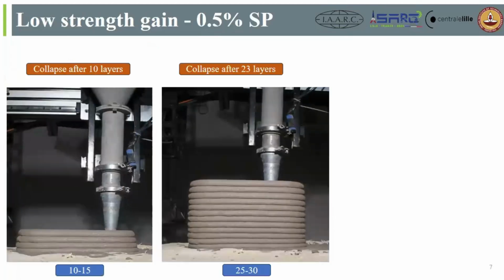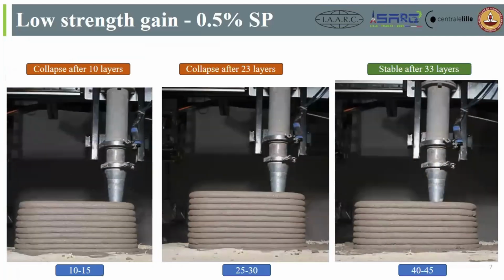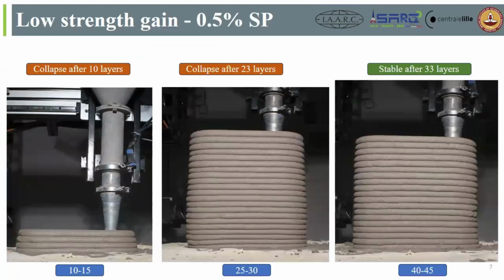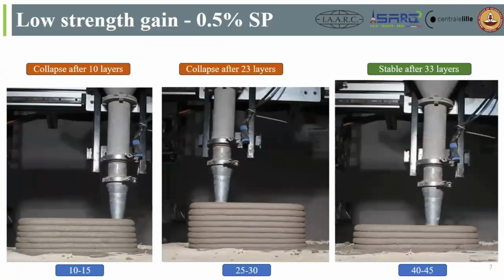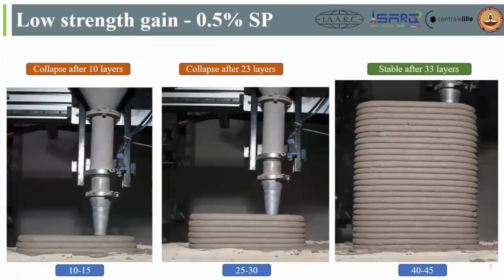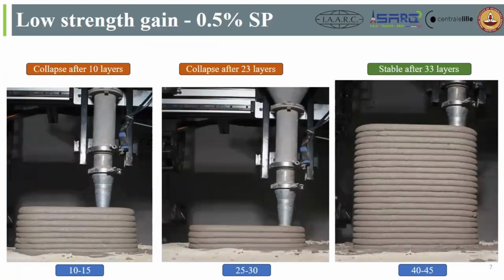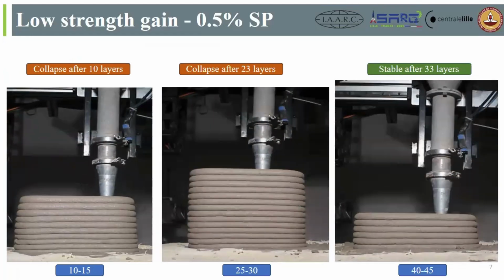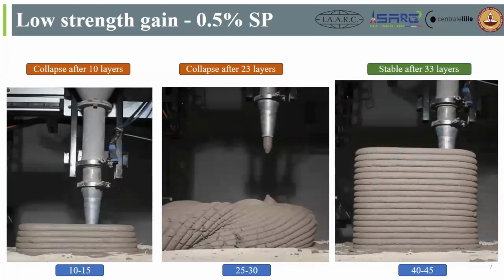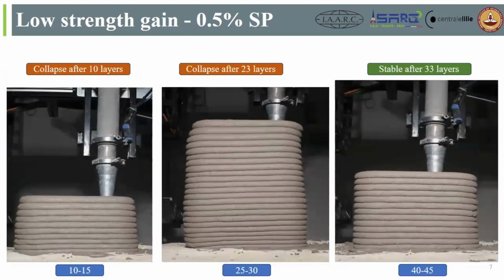So this is how the 3D printed layers look. When it is having low strength gain, which is very high workability value, you can see that with a retention time of only 10 minutes, you can get only 10 layers and it collapses after that. But in case of 25 to 30 minutes, that is after 25 minutes of mixing of water, you can get around 23 layers, but it ultimately collapses. But after 40 minutes, you can get a good quality print, which is stable and it reaches 500 mm.